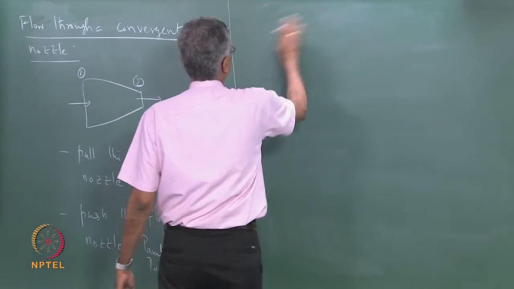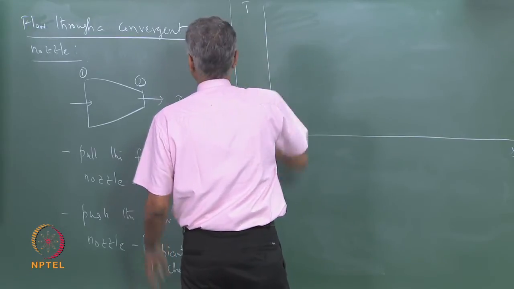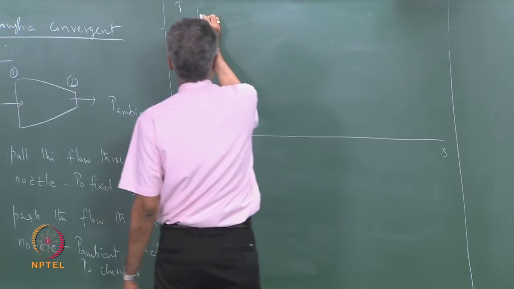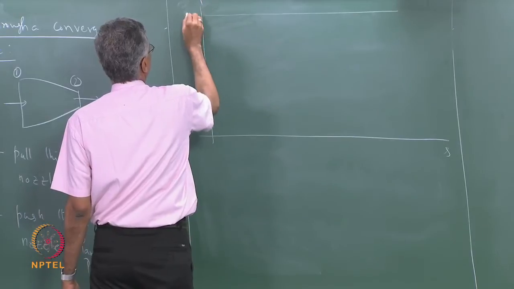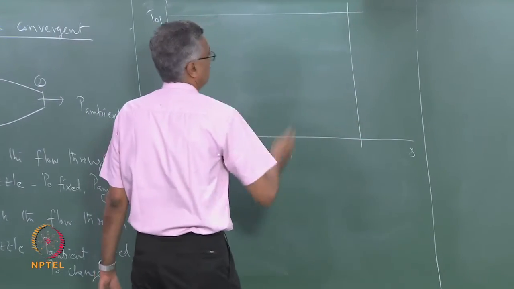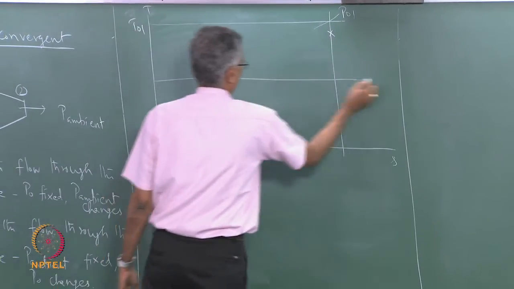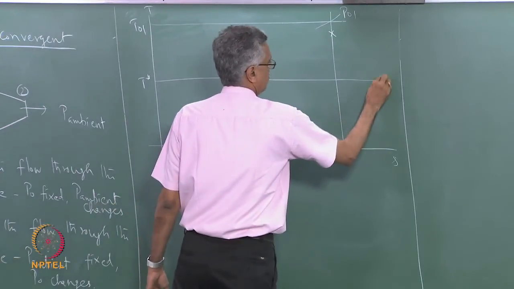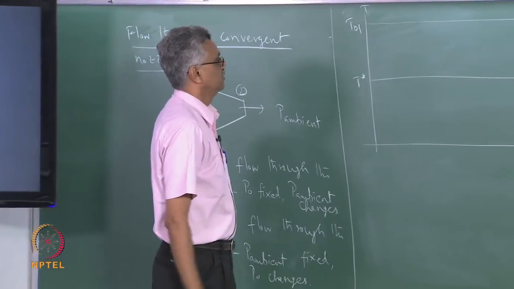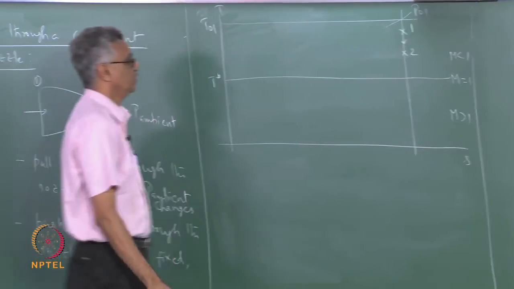So let us look at the sequence of events on a TS diagram. Same way, we have state 1 here and state 2 here. Let us say that this is T and this is my T01. We will assume that T0 remains the same throughout, there are no changes in T01. This is my T star corresponding to M equal to 1, this is M less than 1, this is M greater than 1. Let us say this is my state 1. For some value of P0, I am establishing flow, so the flow expands. This is my expansion from state 1 to state 2.